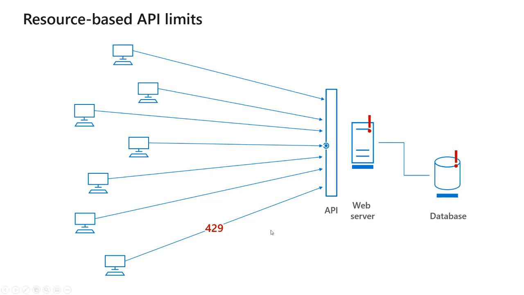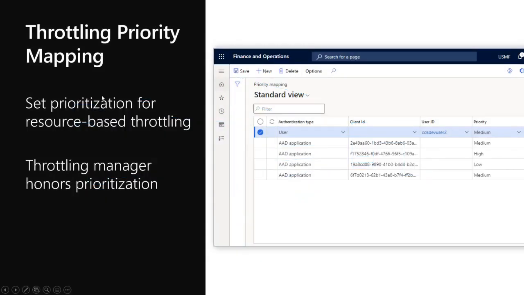If 15 new requests come in, how do we decide the order in which they're throttled because of the aggregate usage against those resources? With resource-based API limits, we allow the client or allow the environment to determine the order in which these integrations are throttled. So we have a throttling priority mapping within the application, where you can go into the priority mapping page and select the integrations that you have set up for finance and operations and determine the priority in which they will be limited when that resource-based throttling happens.